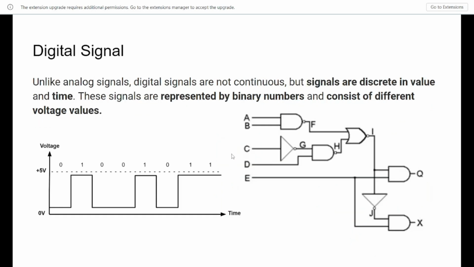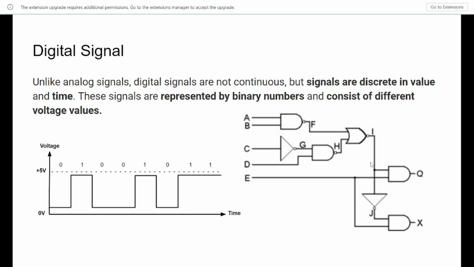Next, we have digital signal. Unlike analog signals, digital signals are not continuous, but signals are discrete in value and time. These signals are represented by binary numbers and consist of different voltage values. So these here, zeros and ones, are what we call the binary numbers.